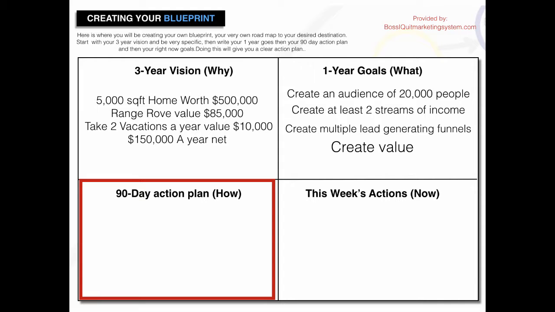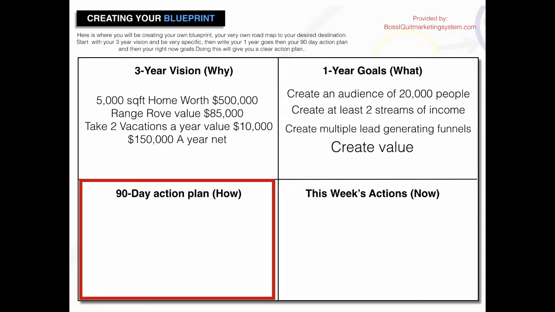Now, just so you know, this is just for example purposes. All right. I'm not saying that you have to go out and do exactly this because I don't know what your 3 year vision is. I don't know what you have to do to create that 3 year vision. What I'm trying to show you here is what it looks like. What would I do? Or, what could you, just giving you examples on what you should do.